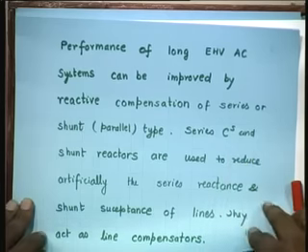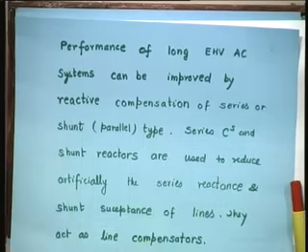Performance of long EHV AC systems can be improved by reactive compensation, series or shunt. Now we have started compensation of lines. So far it was compensation at the receiving end. Now we have come to the transmission line. The aim is the same. The aim is only four. We have four objective functions. It is a multiple objective problem.